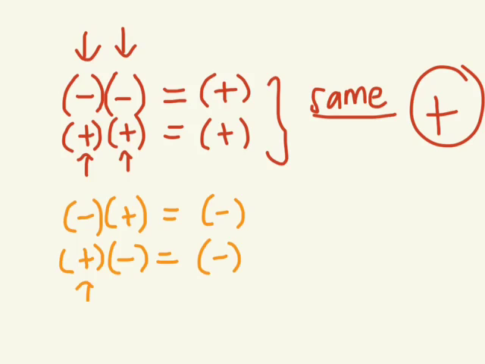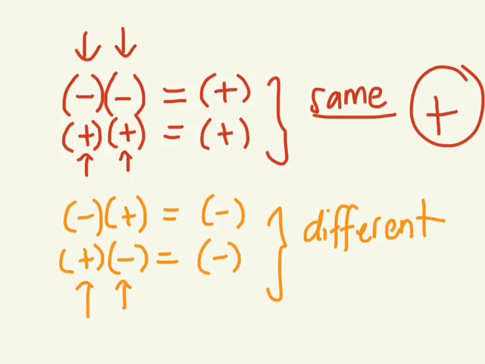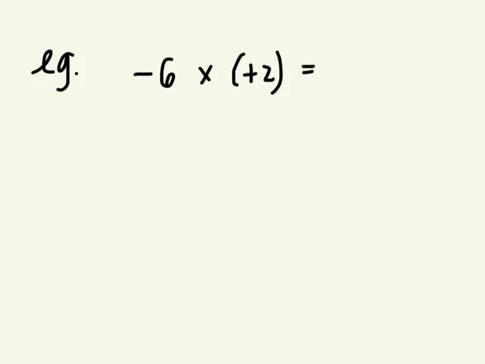When both signs are different, so either a positive and negative or a negative and a positive, what happens to the answer? When both signs are different, what's the result? Good. Negative. What is negative 6 times positive 2? A negative and a positive results in a negative. 6 times 2? Good.